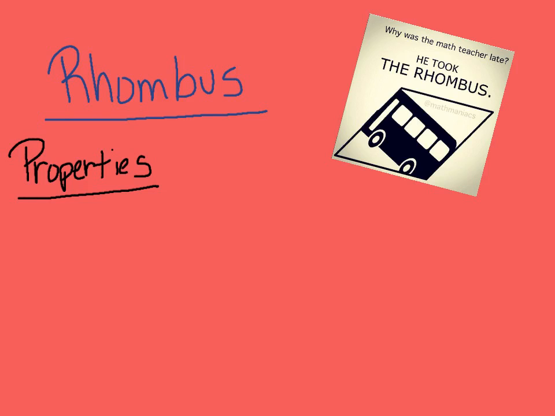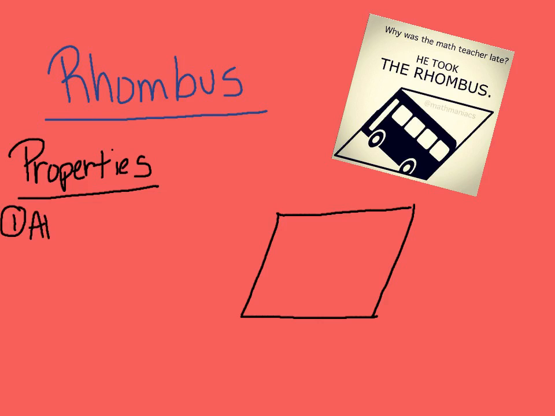So a rhombus really looks like a parallelogram. And in fact, that is going to be the first property that we're going to write down, is that it has all the same properties as a parallelogram. So that's kind of easy to see because it's clearly a parallelogram.